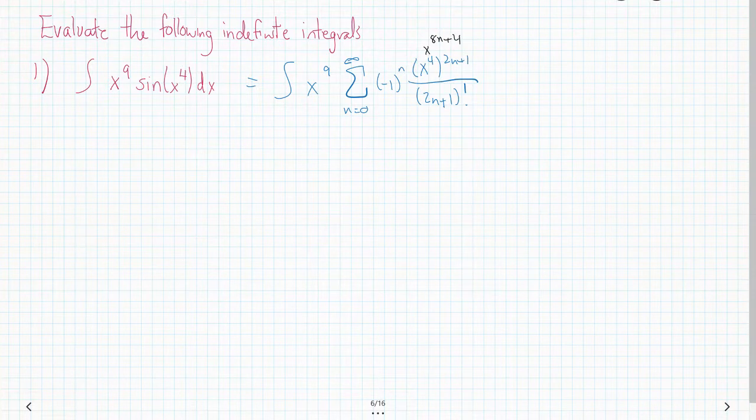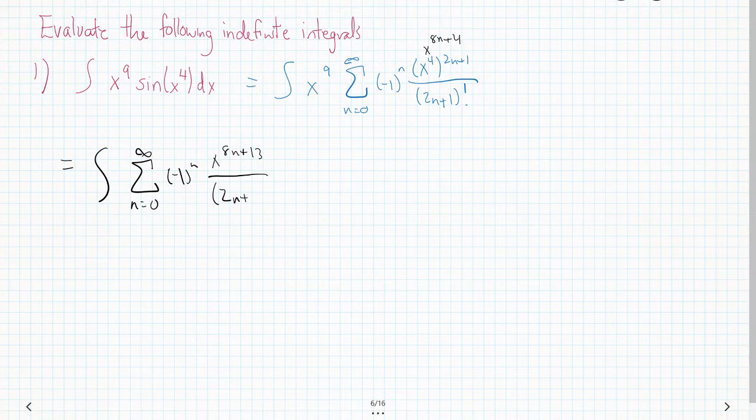And when we bring that x to the 9th in to add it on, this whole integral becomes the integral of the summation n equals 0 to infinity of negative 1 to the n x to the 8n plus 13 all over 2n plus 1 factorial. Oh, and we need a dx here and a dx here.